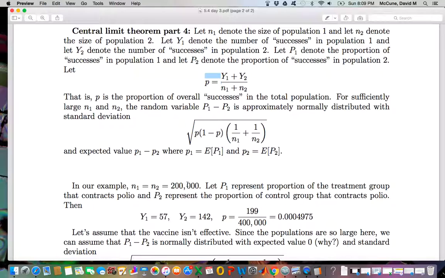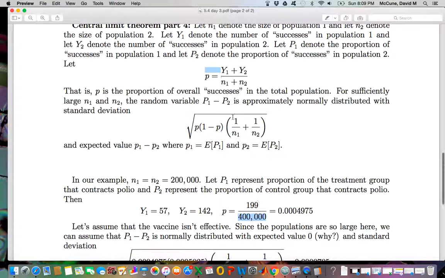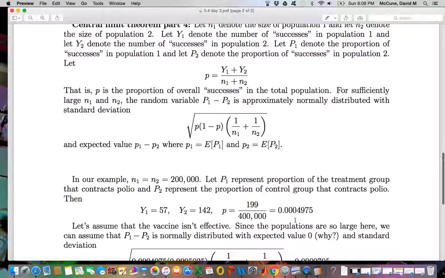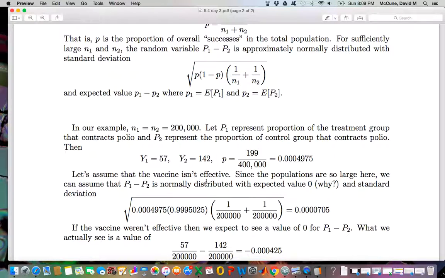So we had 400,000 kids that we put into two groups of equal size. So N1 and N2 are 200,000. P1 is the proportion of the treatment group that contracts polio, and P2 represents the proportion of the control group that contracts polio. Okay, so 57 kids from group 1, 142 from group 2, so we have 199 total successes, and the total population size is 400,000. So that P number from up here, this guy, is 0.0004957 or so.